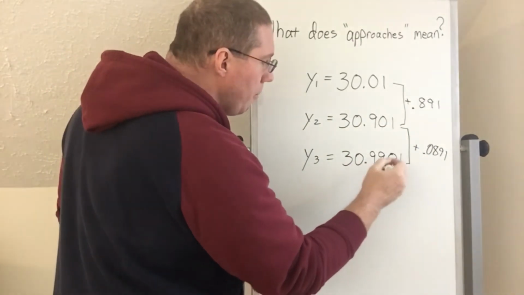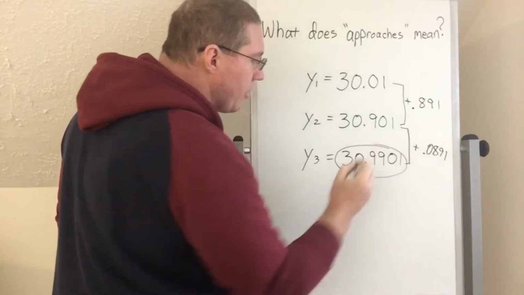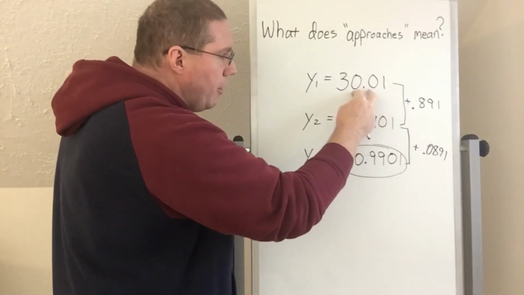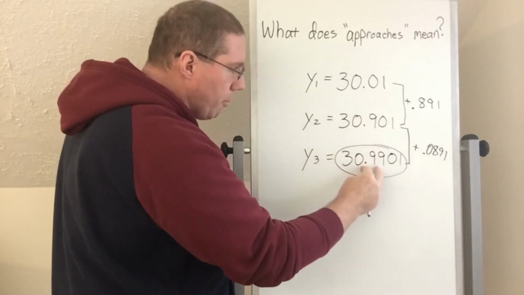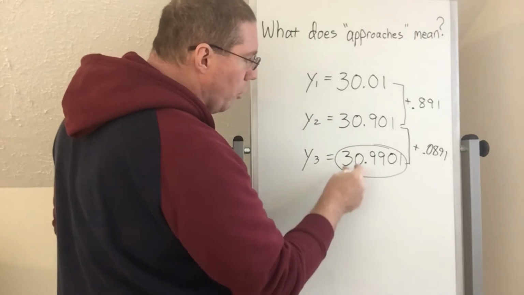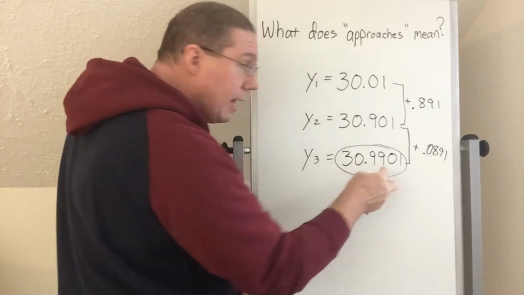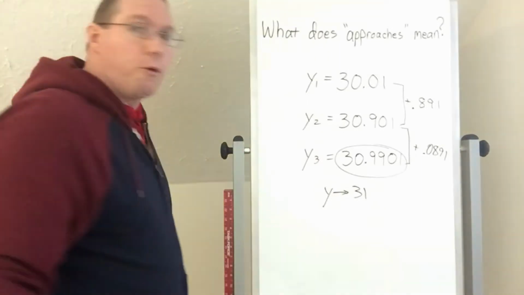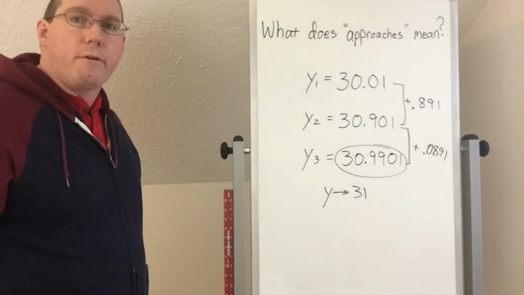Well, what number does this look like it's very close to? We're obviously increasing, so it's going to be a number that is larger than these numbers. What's the next number that you think? What are we getting closer to? Well, 30.99 is right next to 31. And so it's very likely that what we're looking at here is that y is approaching 31. Okay? Let's try another example.